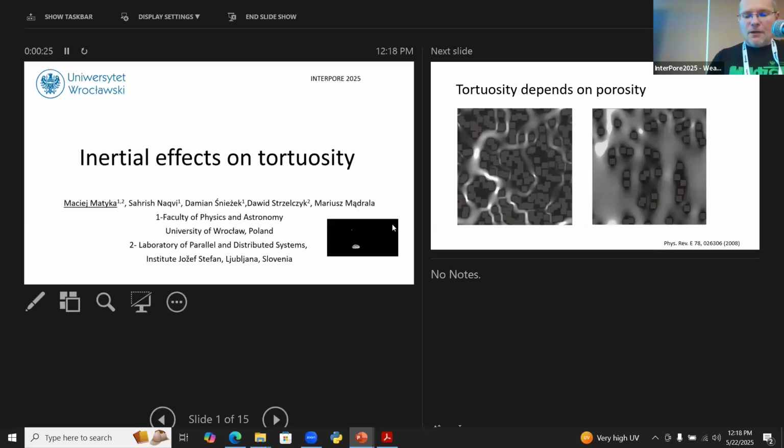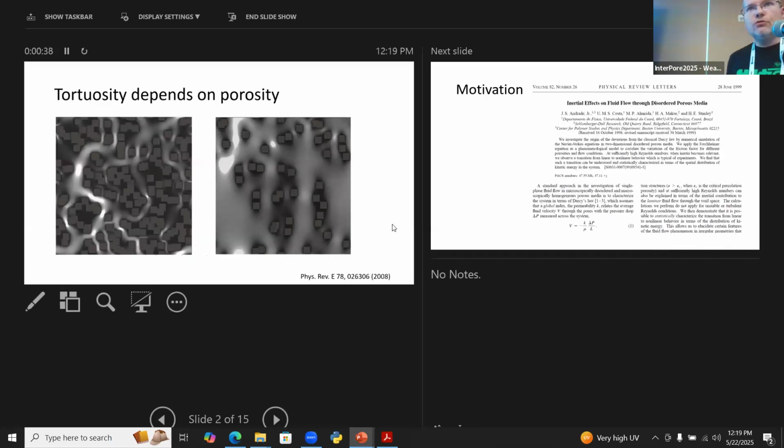So my talk will be about tortuosity, but it will not be shown in a classical way. I will be discussing inertial effects on tortuosity in the flow through porous medium. As you know, tortuosity is a dimensionless number that tells you how wiggled the flow is, how tortuous are the paths of particles flowing through the porous medium.